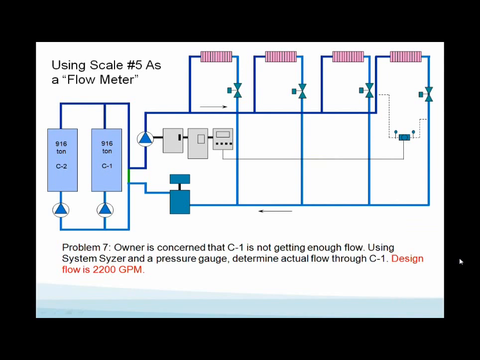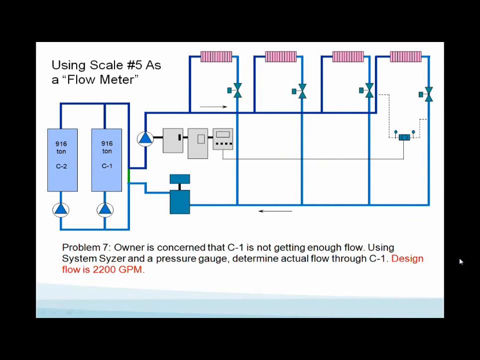Suppose you had another problem with the owner calling you and saying, I got 2 chillers here, chiller 1, chiller 2, and I don't think I'm getting enough flow through chiller 1. I think I'm short on the flow rate through chiller 1. How can I use the CV chart to maybe help answer the question, am I short of flow? The first thing we want to see if we can determine is the actual flow through chiller 1. How can we do that?